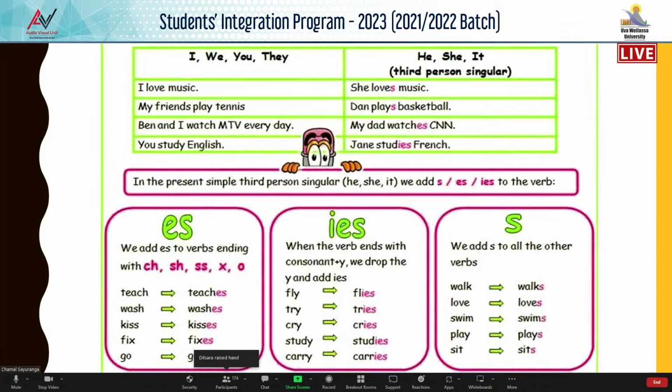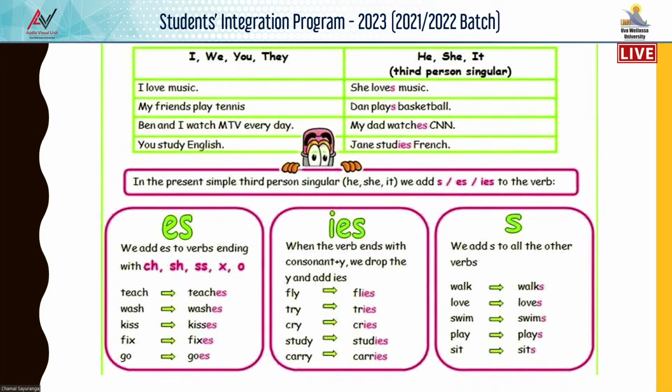And if the verb ends with Y, and before the Y there is a consonant, then you have to put IES. Fly, try, cry, study, right? You have to put IES, not just S. Just cut the Y and put IES. Cries, tries, flies, and so on. And we add S to all the other verbs: walks, loves, swims, plays, sits, right?